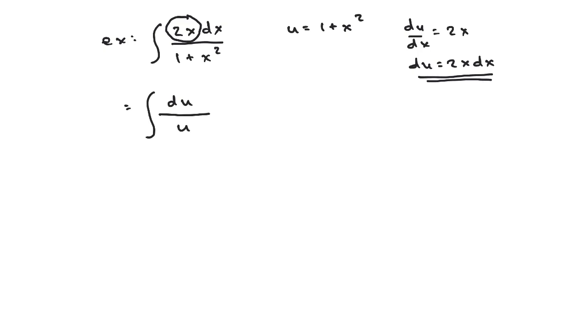And we know that the rule is that this is going to be the natural log. If u is greater than 0, that's going to be the natural log of u, and if u is not greater than 0, then we're going to do the natural log of the absolute value of u, where u does not equal 0. In this case, u is equal to 1 plus x squared, which is always positive. So this is going to end up being the natural log of u plus c.